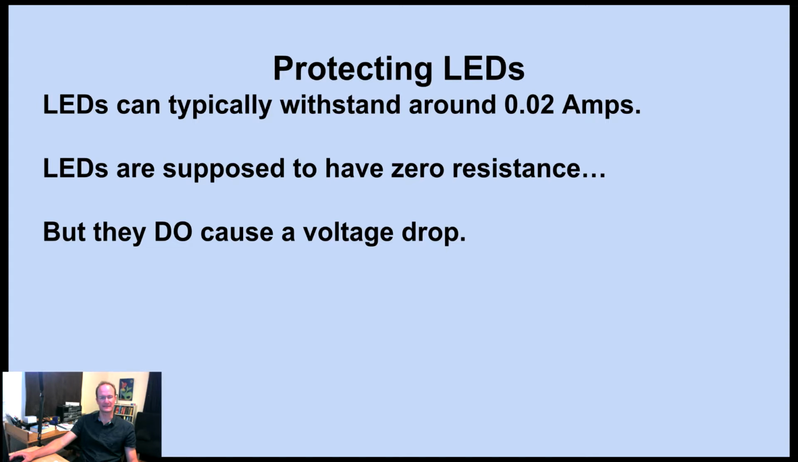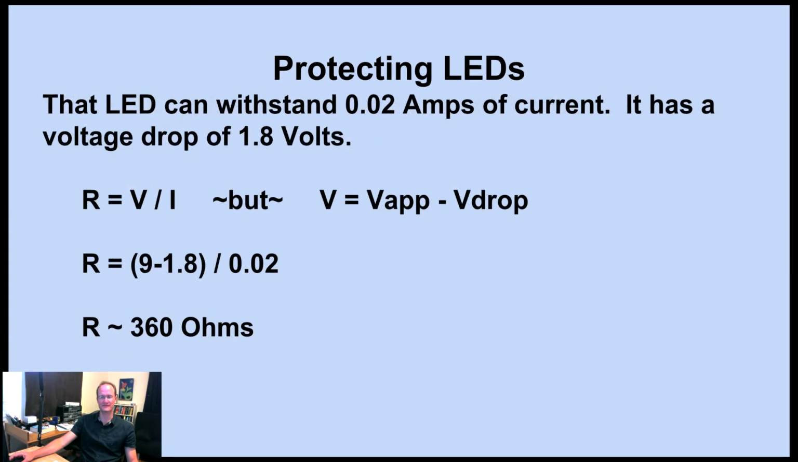Here's an example of protecting an LED. That LED that we burnt out could withstand about 0.02 amps of current. And when the electricity passed through it, it started out at 9 volts, but it dropped 1.8 volts as it passed through. And so coming out the other end was about 7.2 volts. What that means is that when we use Ohm's law, we can treat that 1.8 volts that the LED is taking away like it was never there in the battery to begin with.